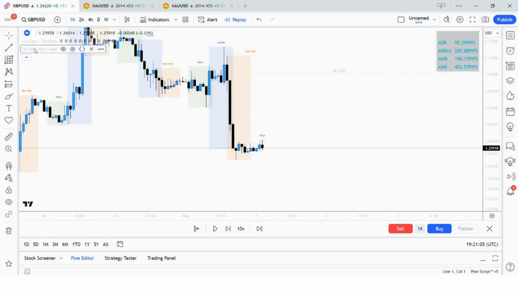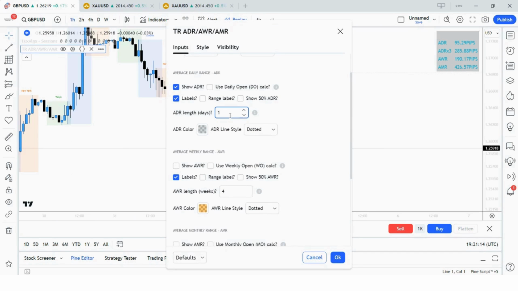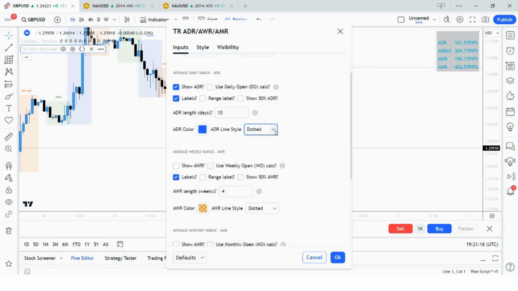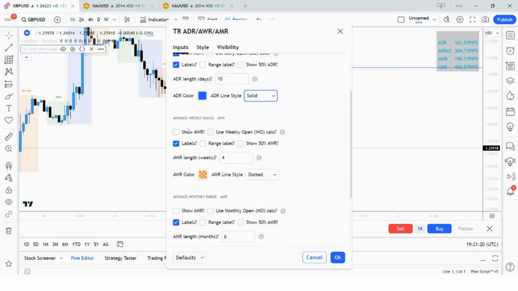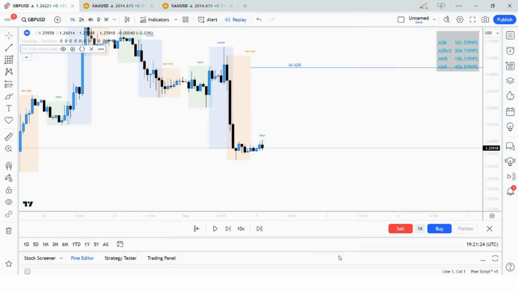So what you want to do is go on settings, right? And then change this to 10 because we're interested in the ADR 10. Then you can go ahead and delete this, right? And then again, make sure you change this to 10. And then let's make this a nice bright blue color, right? So for now, we're not interested in the AWR and the AMR, and then go ahead and select OK.